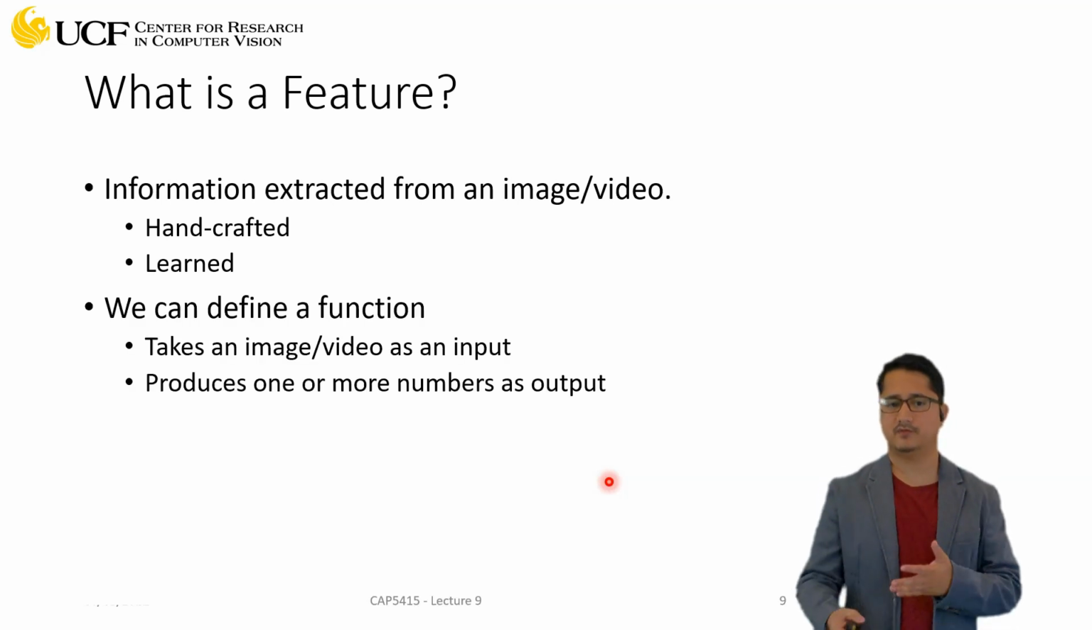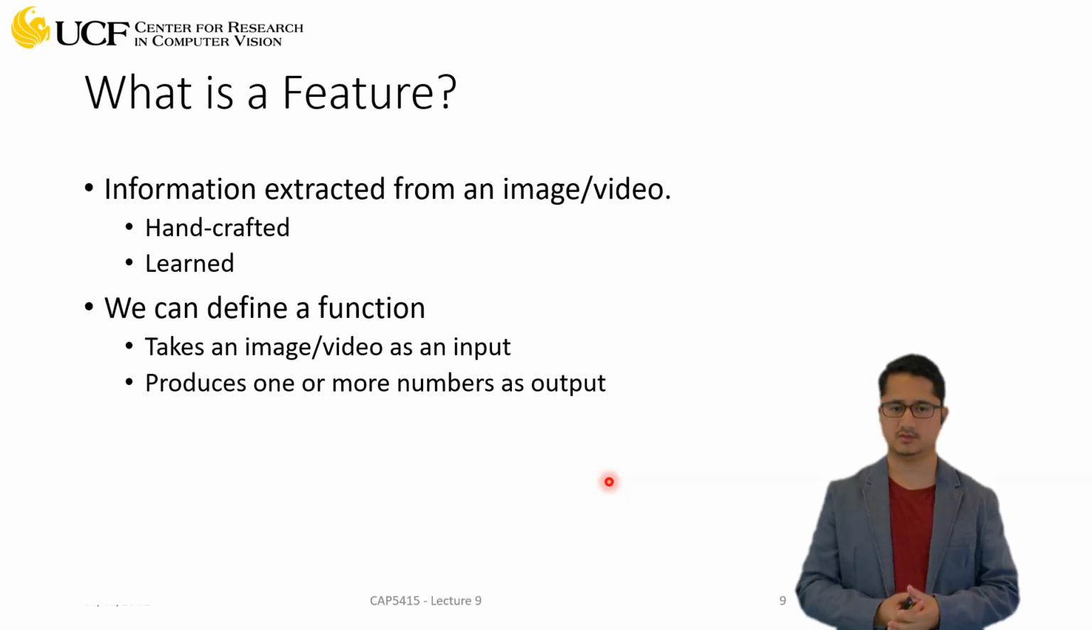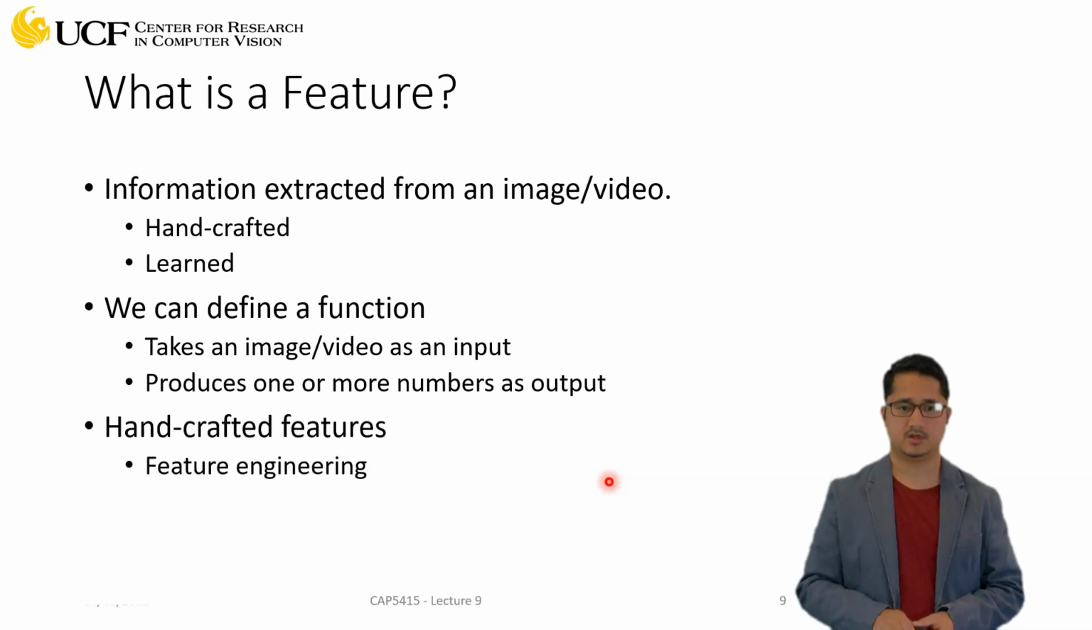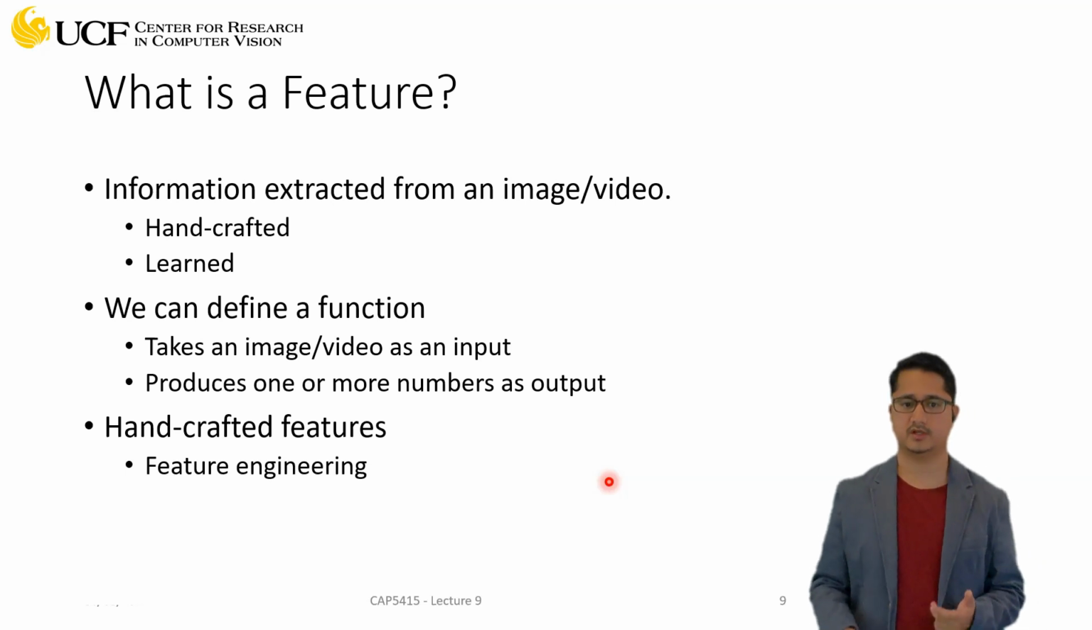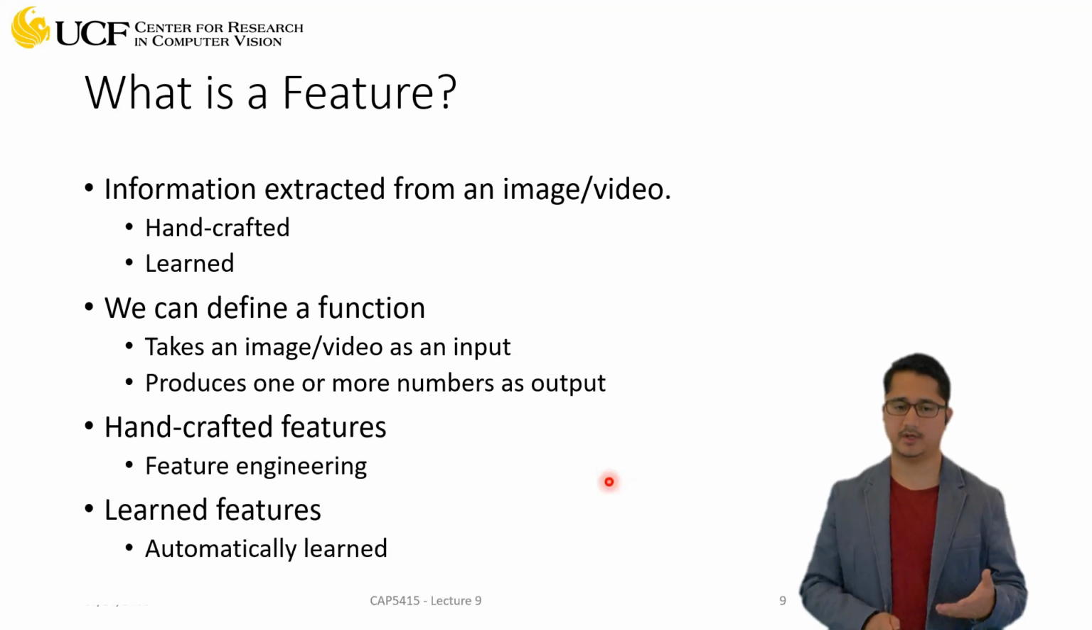Okay, and at the end, we just need a function which will take that image as input and give you this set of features. And it depends on whether that function is something which you have designed by hand or something which you have learned. So that's the distinction between these two. Okay, so handcrafted features, it's also called feature engineering. You might come across this term as well. And learned features are automatically learned.